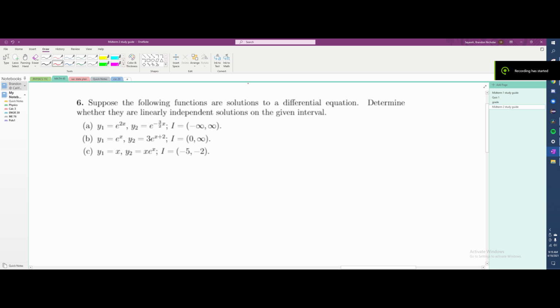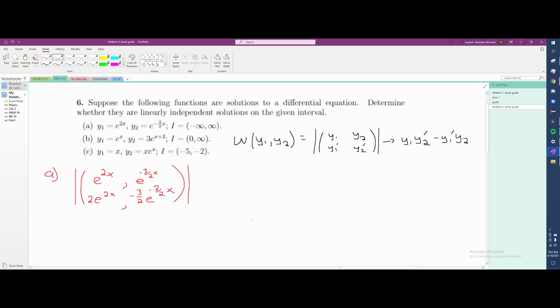For number 6, we're told to suppose the following functions are solutions to a differential equation. We're asked to determine whether they are linearly independent solutions on the given interval. That means we need to use the Wronskian. And after we use the Wronskian, we're going to get some value. If this value is equal to 0, that means the solution is linearly dependent. If it is not equal to 0, it is linearly independent.